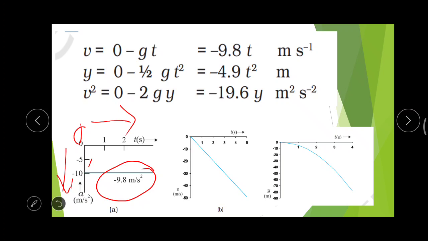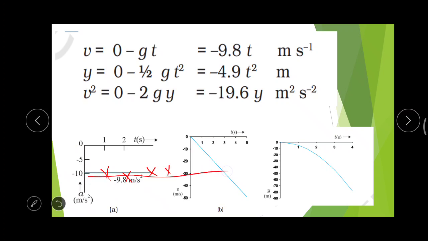So the acceleration, if you're seeing that acceleration value, that is minus 9.8 meter per second square. If you are going for the first second, it is same. Second also same. Then third, fourth. Likewise, if you are going, you will get a straight, constant line.